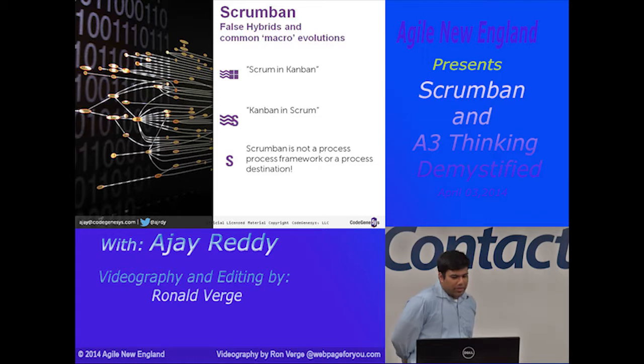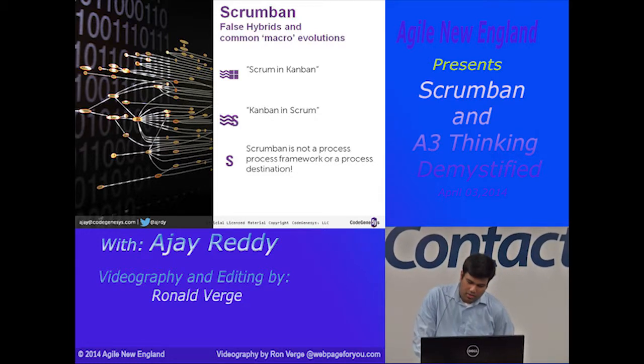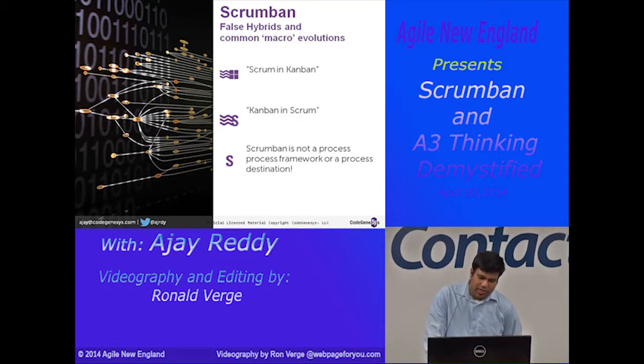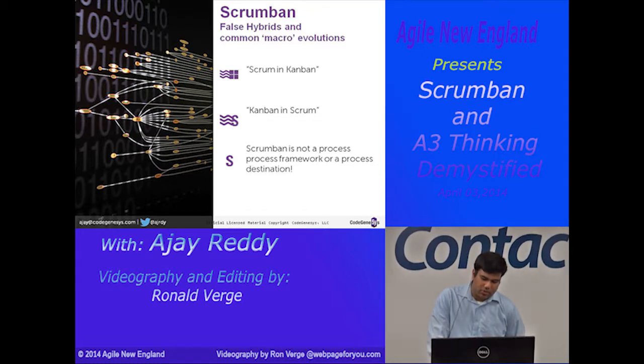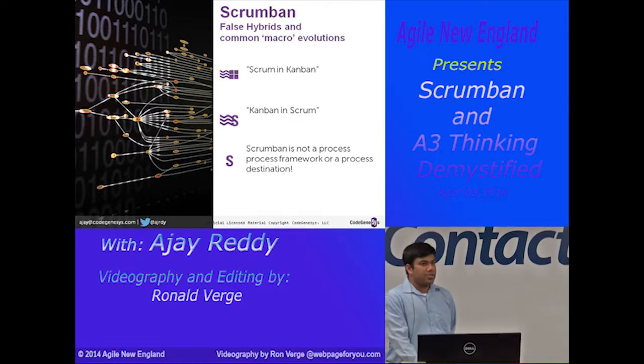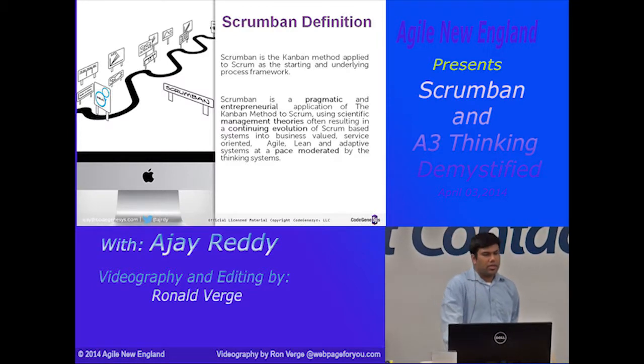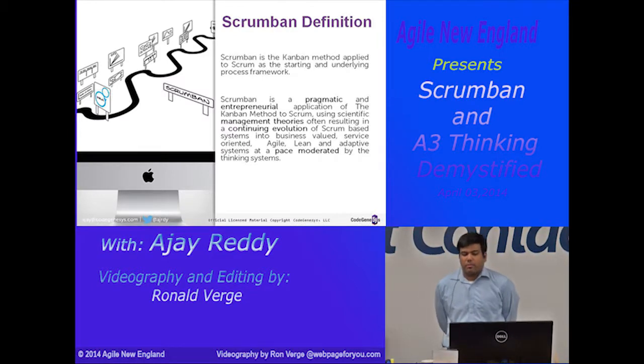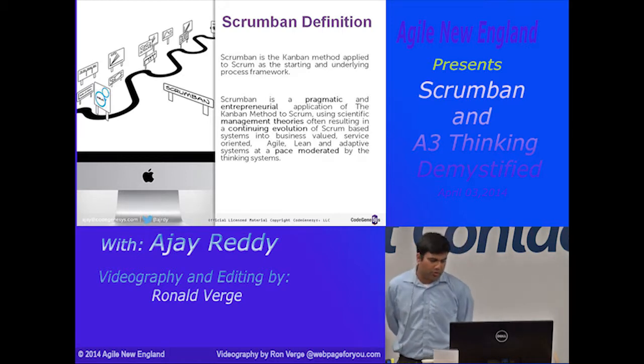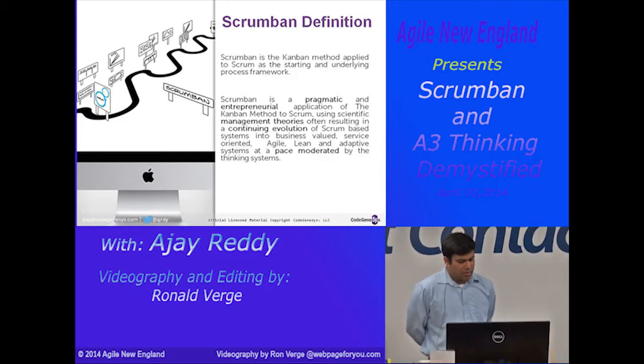So what we looked at is Scrumban, the false hybrids, Kanban and Scrum and Kanban. We said that Scrum is not a process framework or a process destination. We just defined what Scrumban is. Scrumban is a Kanban method applied to Scrum as a starting point or underlying process framework. And Scrumban is the pragmatic and entrepreneurial application to Scrum using scientific management theories.